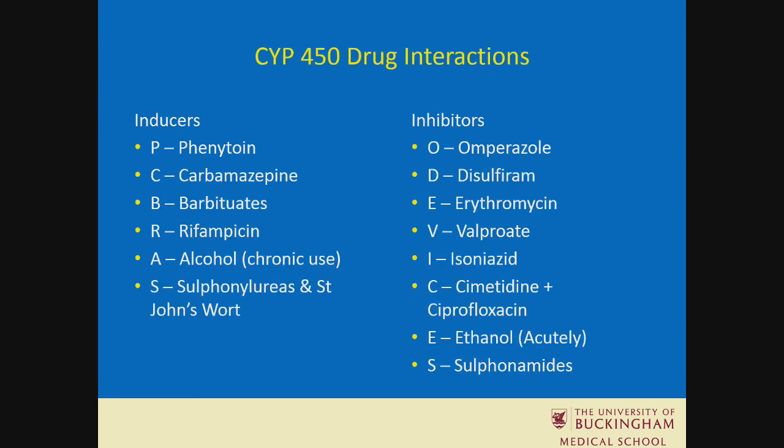So there's a list of drugs that are inducers and inhibitors, and if you're the sort of person that likes to memorize things, there's a little mnemonic there. PC-BRAS for the inducers: phenytoin, carbamazepine, barbiturates, these various drugs, chronic alcohol. And then inhibitors, OD devices: omeprazole, quite commonly given drugs, cimetidine, acute ethanol. Okay, I'm not really asking you to memorize those.